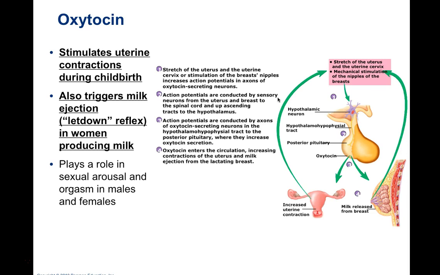So now let's talk a little bit about oxytocin. If we look at this figure on the right side here, we are going to discuss oxytocin in relation to contractions during childbirth. The other thing it also assists with is triggers of milk ejection, also known as the letdown reflex in women producing milk. And it does play a role in sexual arousal and orgasm in males and females.